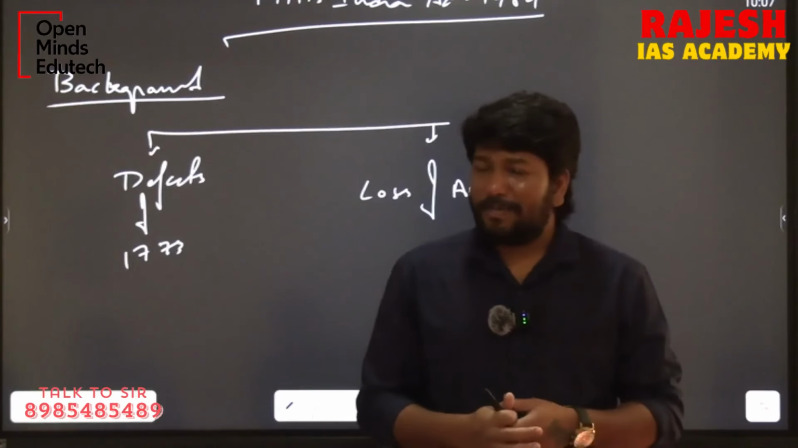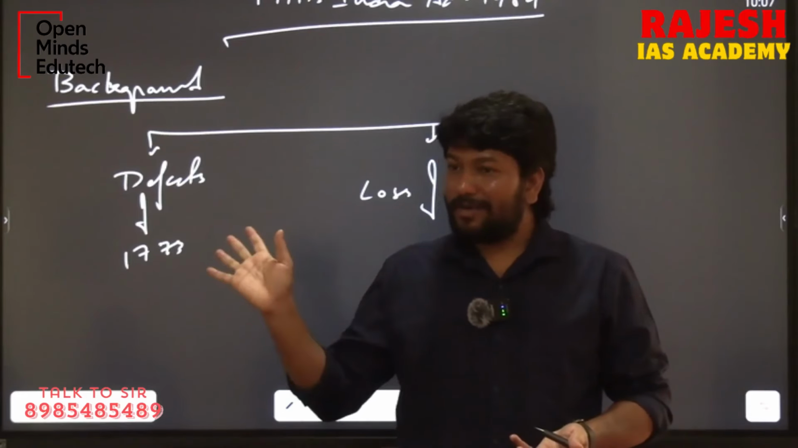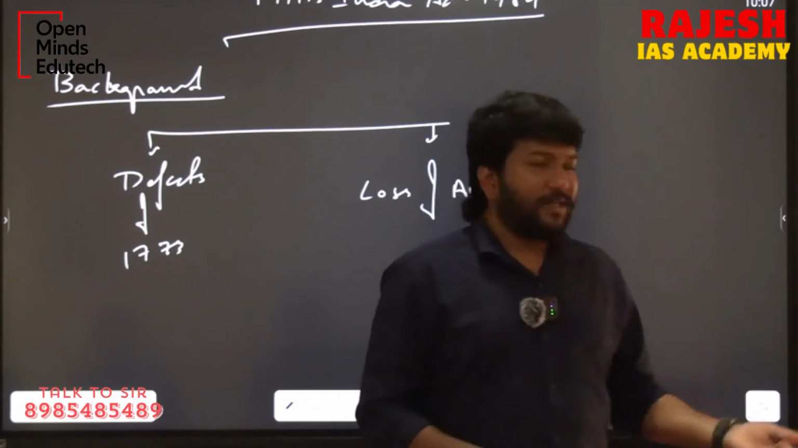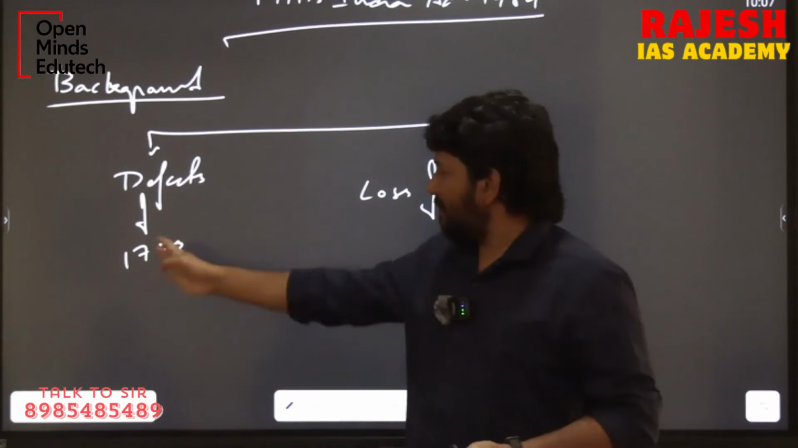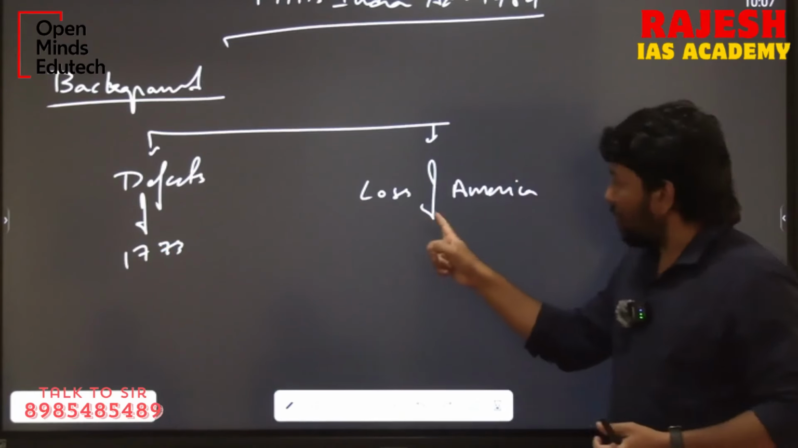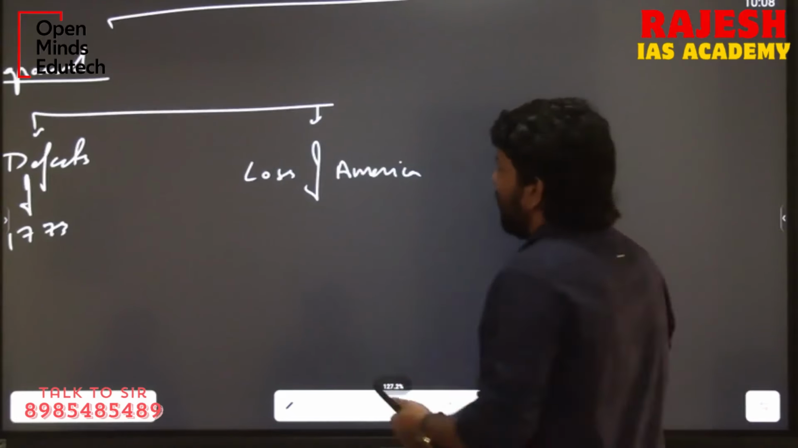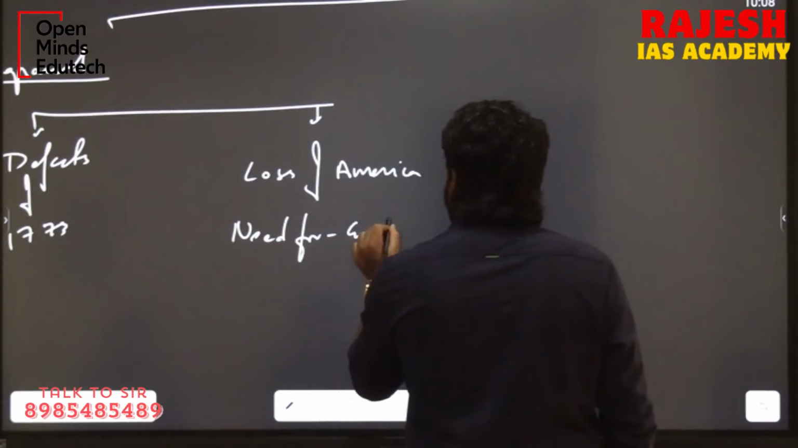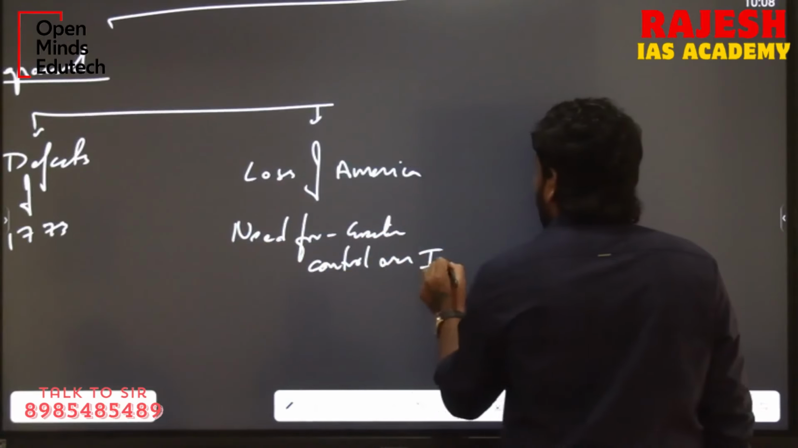See, initially, when Parliament made an act, if the Parliament has no political will, how will the act be made? We discussed, right? Initially the Parliament had no political will, that is why it diverted the issue. Later, because of pressure, it made an act, and the act had many loopholes. Later, because of the loss of America, now Parliament wants to get strong control over Indian positions. Loss of America and need for greater control over Indian colonies.